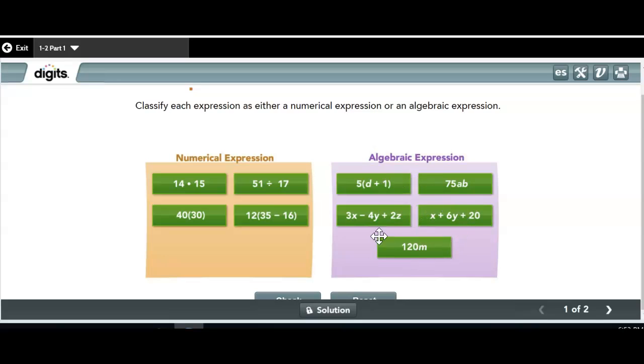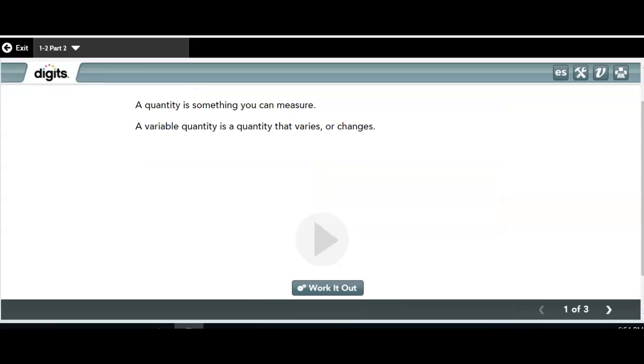All of these algebraic expressions, we cannot solve them because we do not know the value of some of the numbers. So again, make sure you have labeled each of them on your guided notes, numerical expression or algebraic expression. We're going to go ahead and move on to part 2 of your guided notes.